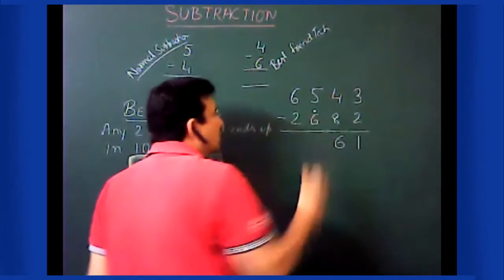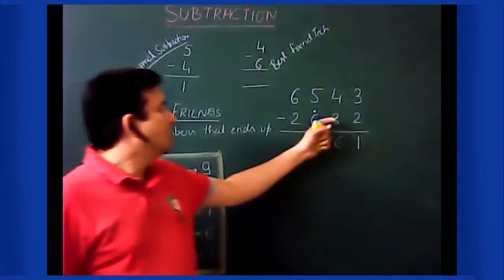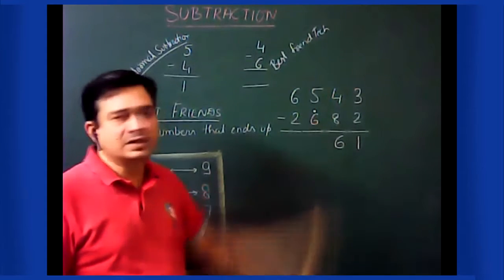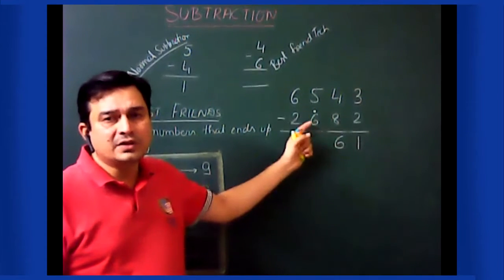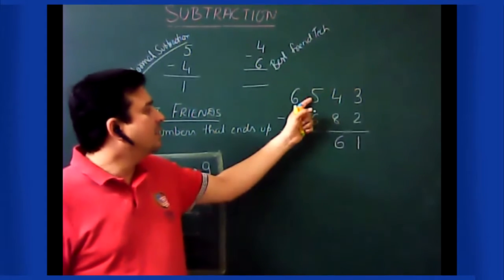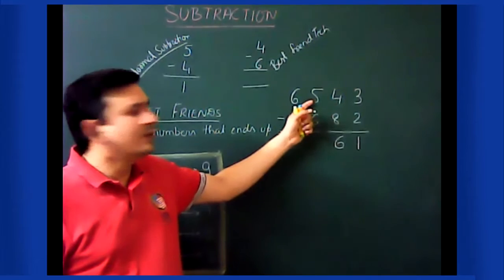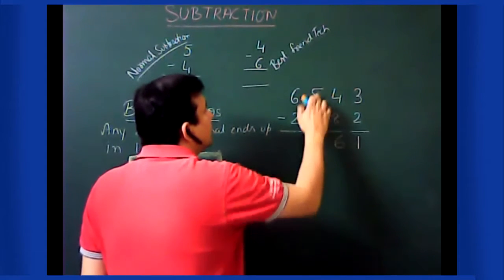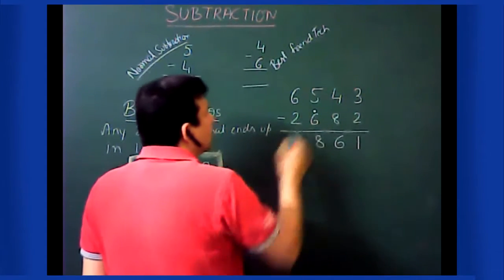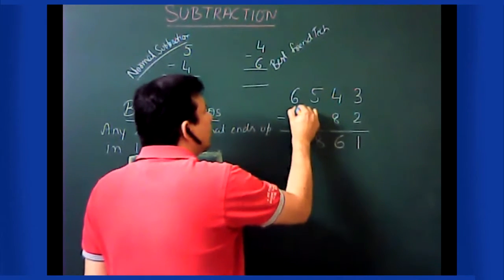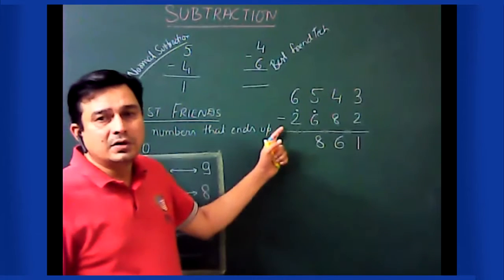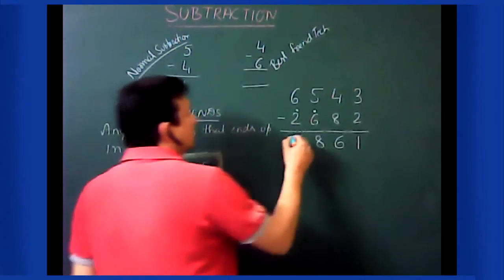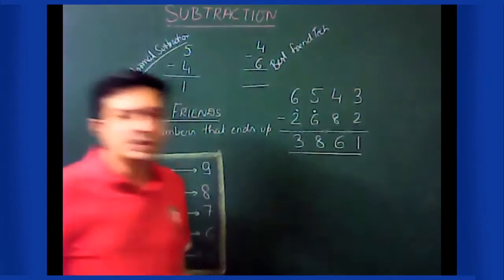And put a dot to the left digit. This dot simply means we have added 1 to this 6. This 6 plus a dot means 7. Now again, when we see 5 and 7, we find that 5 is less than 7. So we will add the best friend of 7, which is 3, to 5. This becomes 8. Here we have taken a best friend, so we will put a dot over here. This 2 plus 1 becomes 3. So 6 minus 3 is 3, and 3861 is our final answer.